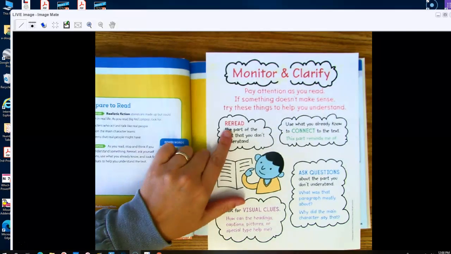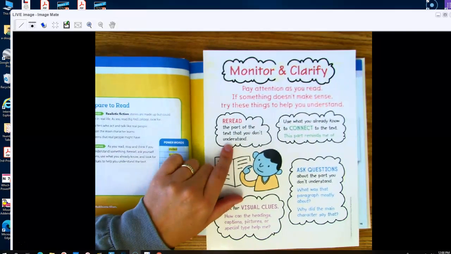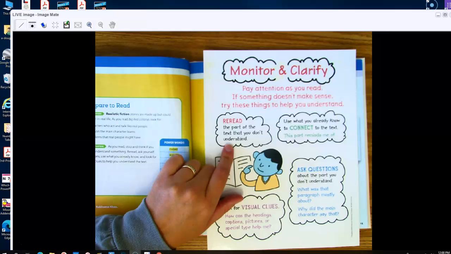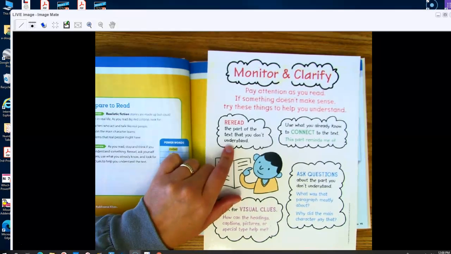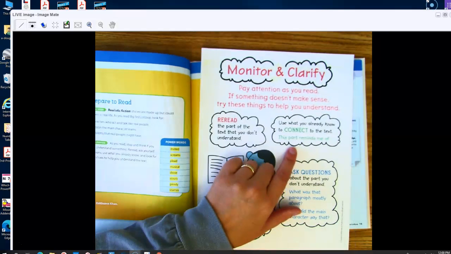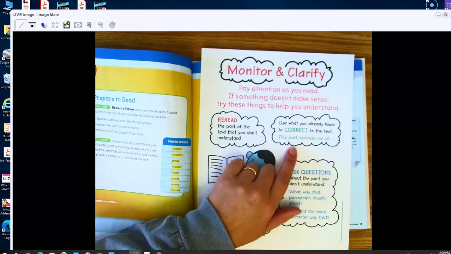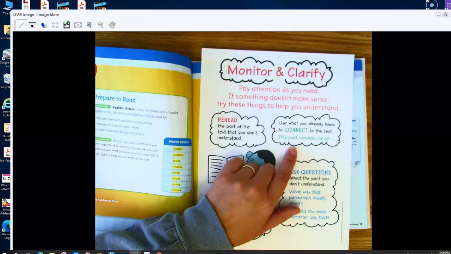We can reread it. So reread the part of the text that you don't understand. Sometimes when you reread it again, it makes sense. You can use what you already know. What is it called, what we already know? What's that word, Wyatt? Schema. Yes, what you already know.